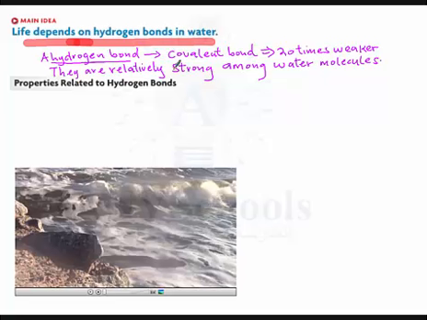As a result, a lot of energy is needed to overcome the attraction among water molecules. For you to overcome these bonds between water molecules, you need a lot of energy. A lot of energy is required to overcome the attractions among water molecules.